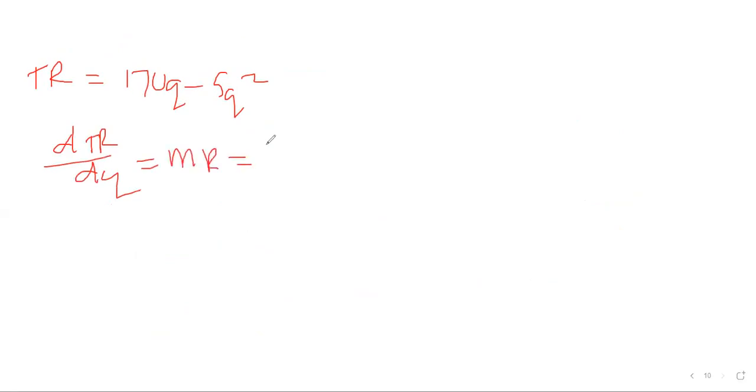So 170q, like I said, is 170. 5q squared, we get minus 10q. That is how we differentiate. So you must also understand that the language under differentiation changes. So total revenue, when you differentiate it, it's called marginal revenue. Just convert the T to an M.